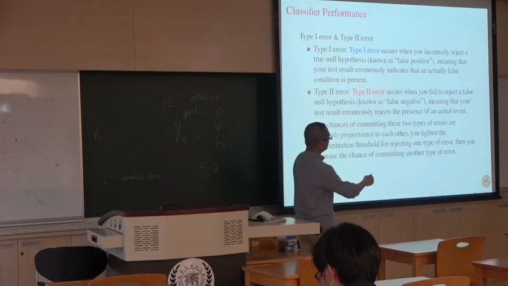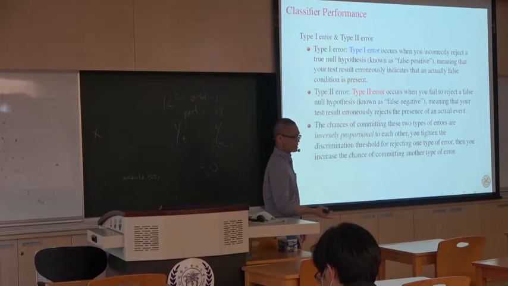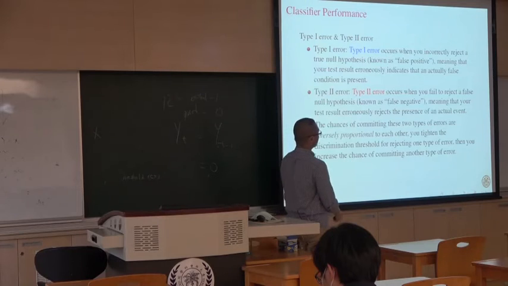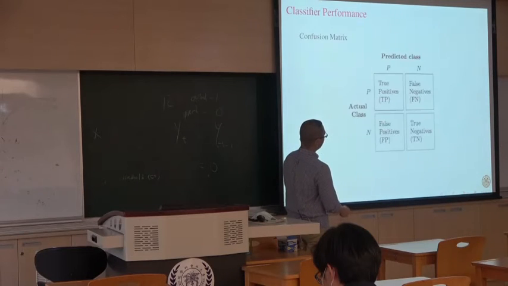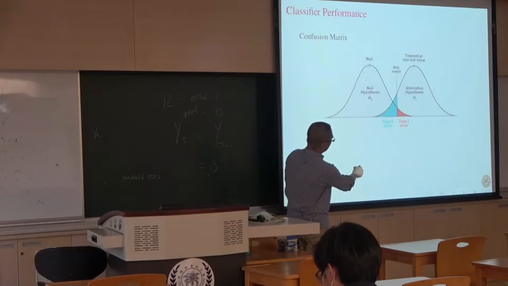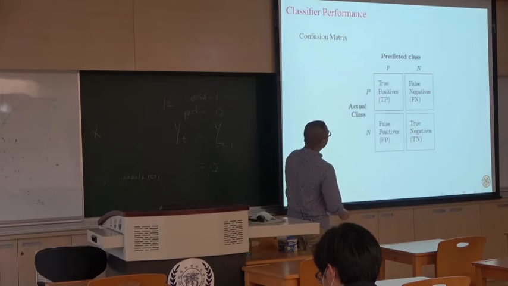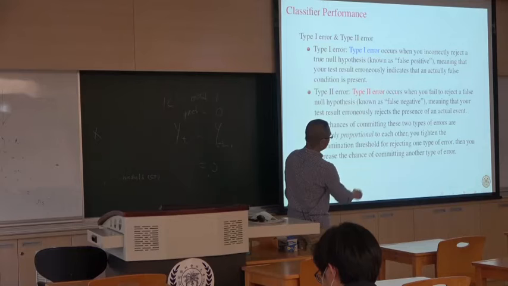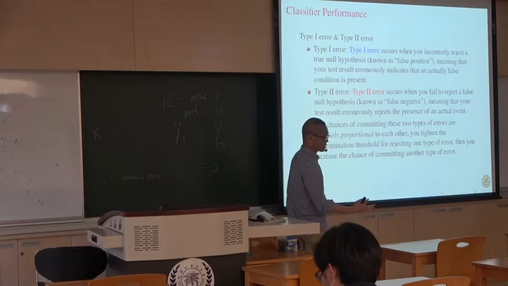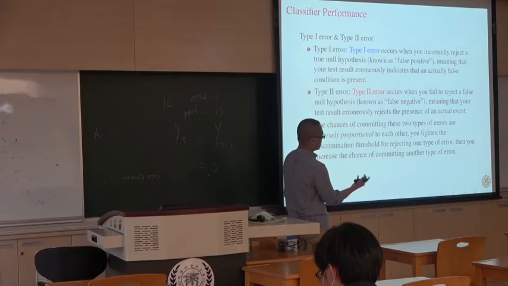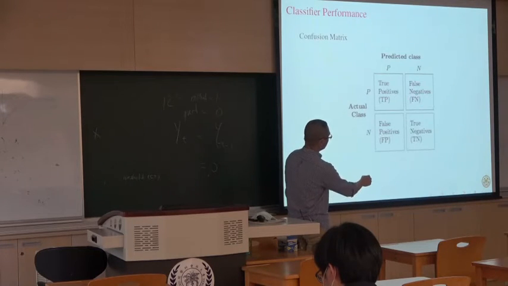Type 1 error means false positive. You predict something to be positive, but in actuality it's negative. So the actuality is negative, but you predict that to be positive. Type 2 error, false negative. You predict the outcome to be negative or 0, but in reality, it's positive or 1. So that's here.